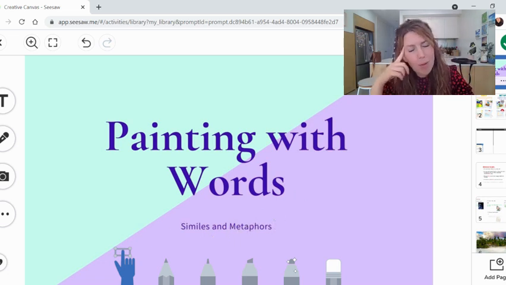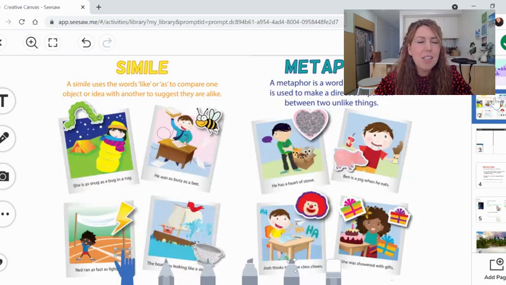Now, if you cast your mind all the way back to when we did poetry at the beginning of this term, we quickly skimmed over similes and metaphors because we have looked at them earlier this year and also in year 3. Today, we're going to dive into them a little bit more, and then you're going to have an opportunity to paint with your words using similes and metaphors. Just a reminder of what a simile and a metaphor actually is.